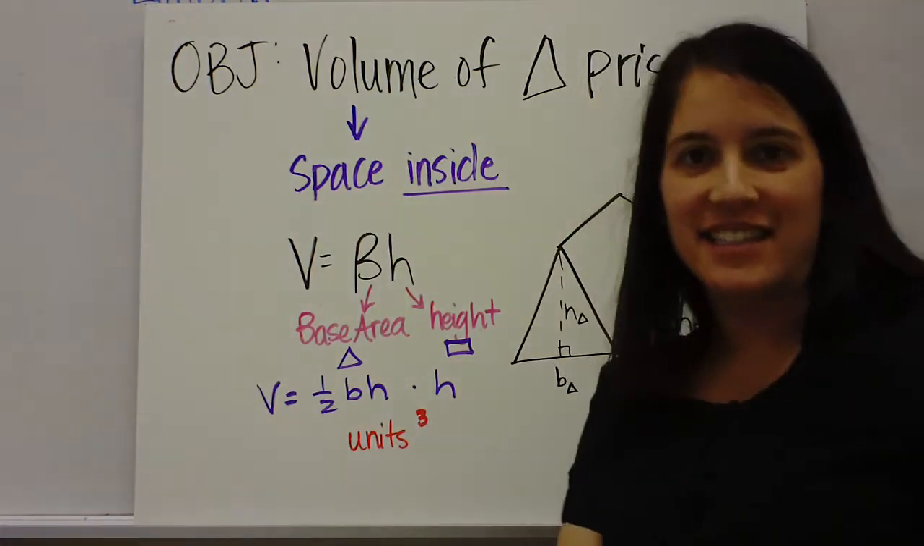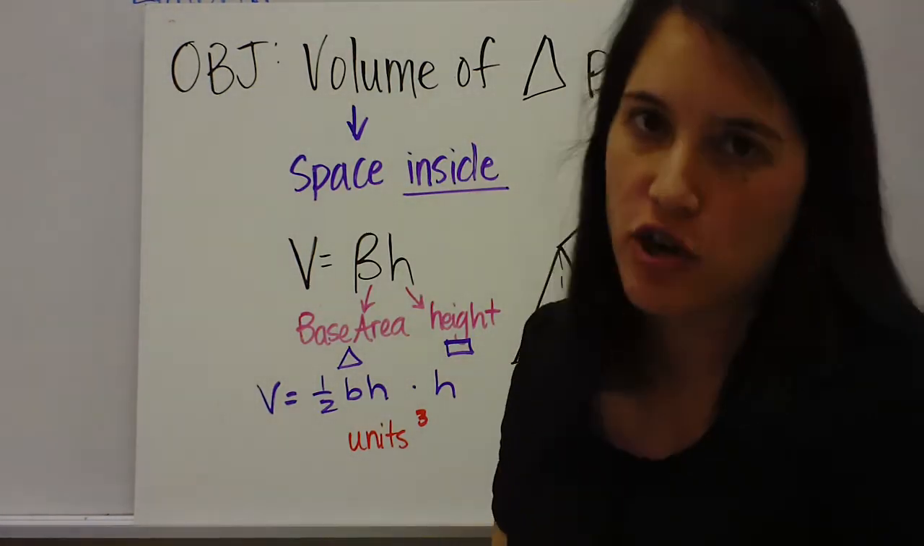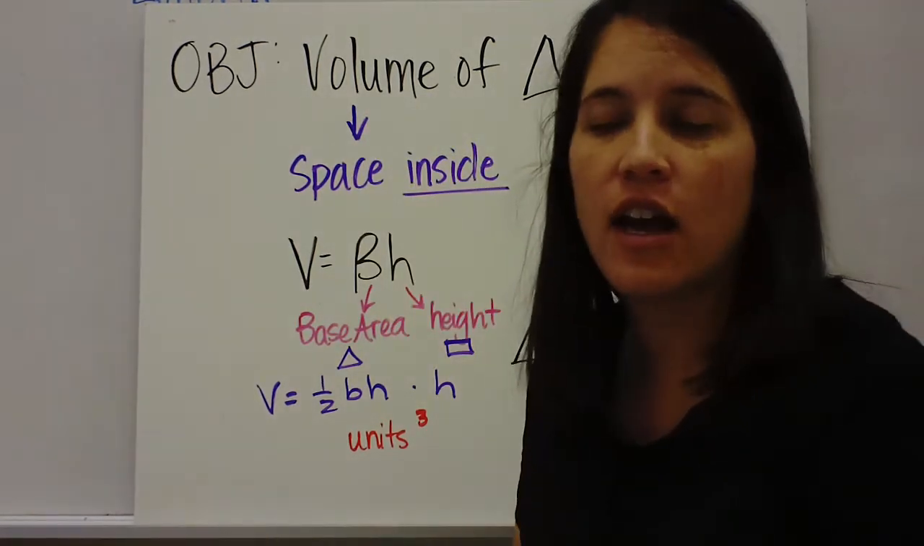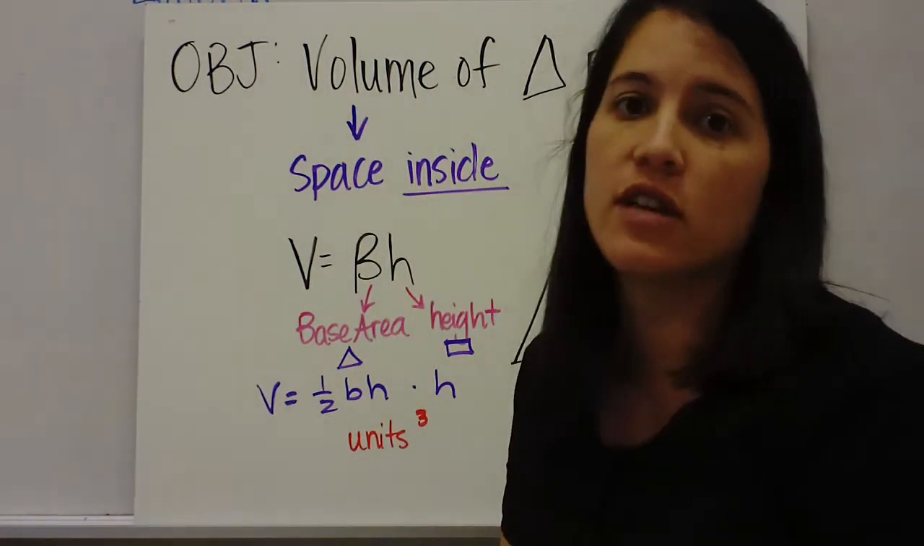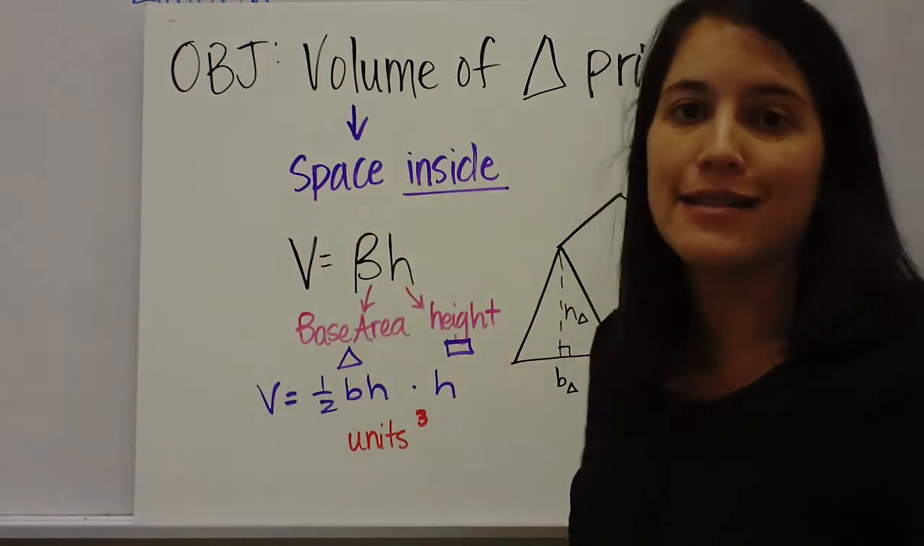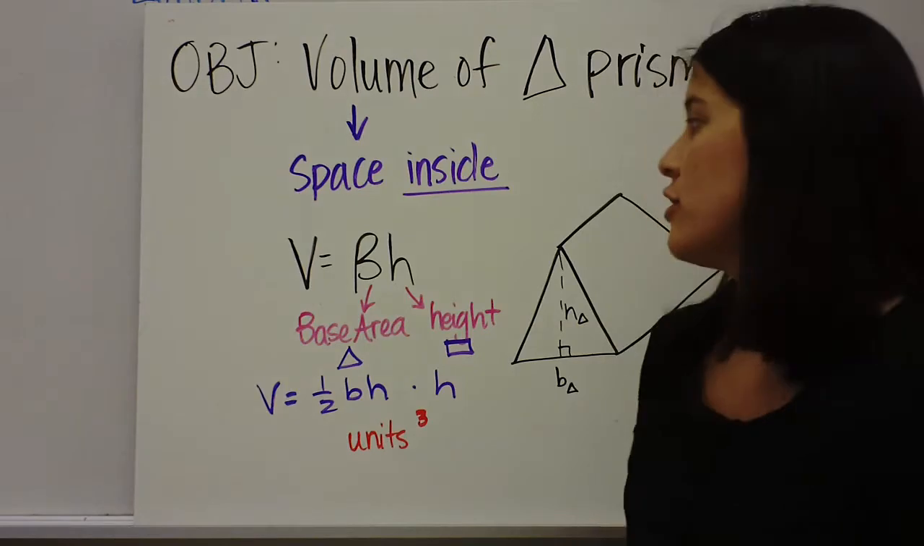So today's lesson is volume of a triangular prism. We've gone over surface area of triangular prisms and we've gone over surface area and volume of rectangular prisms. So just a reminder, volume is the space inside a 3D figure.